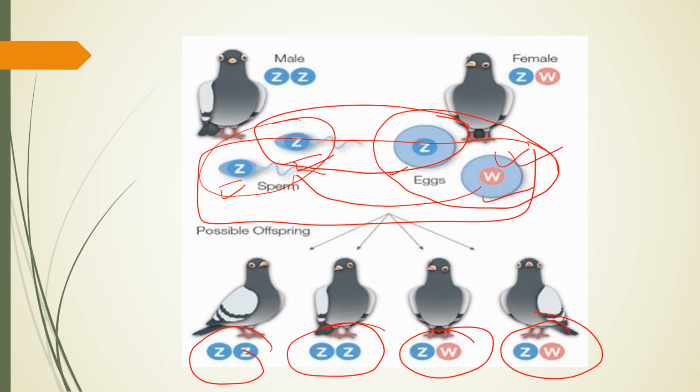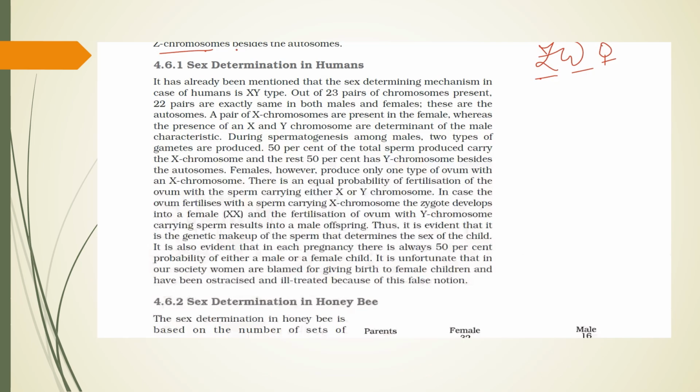So there is a possibility of 50% male and 50% female, as in all cases: human beings as well as Drosophila as well as birds also. So this is all about the pictorial representation. Let us move on to the last slide, where we will go through the sex determination in humans, which we have already discussed earlier. So let's see what's written in your NCERT book.